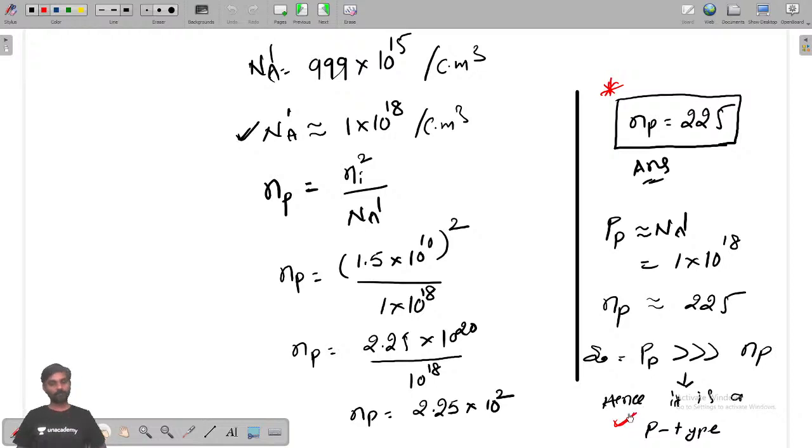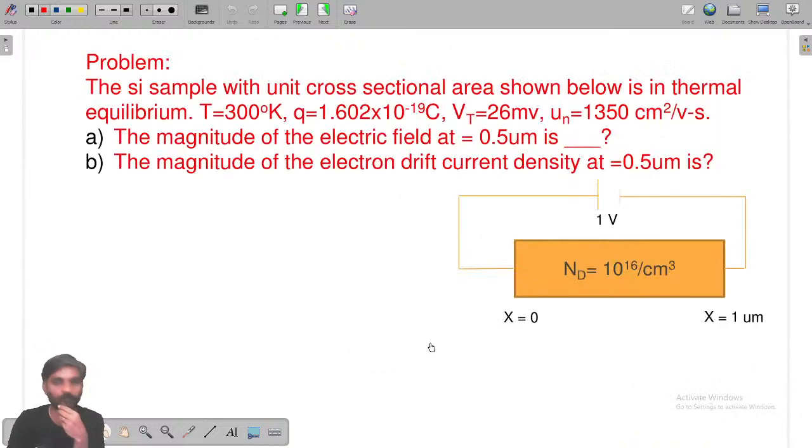Is it clear for all of you? Okay, we'll go to the next problem. I think this is also a previous GATE problem only.